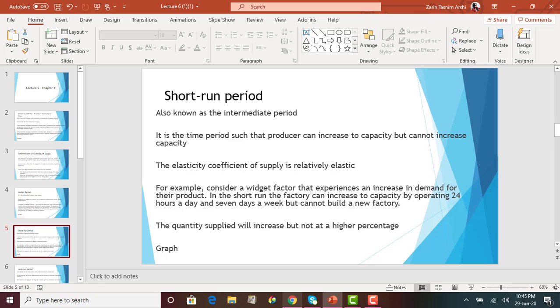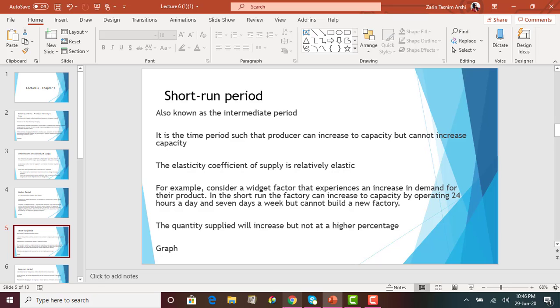Now we look into the short run period. Okay, short run period is also known as the intermediate time period. It is the time period such that producers can increase output up to capacity but cannot increase capacity. So the elasticity of supply is relatively elastic. So again, let me give you an example so it's very clear what I'm trying to say. Let's say I own a factory, and there is a room where I produce shoes. Now I'm utilizing 50% of the room to produce shoes. Okay, and the price of shoes goes up.